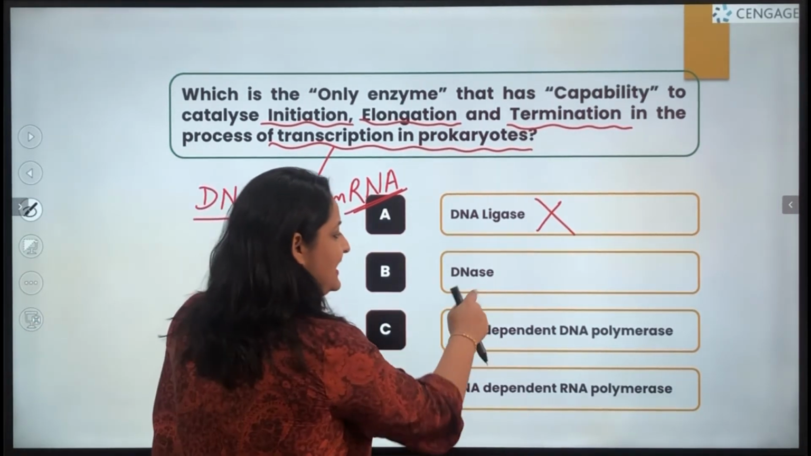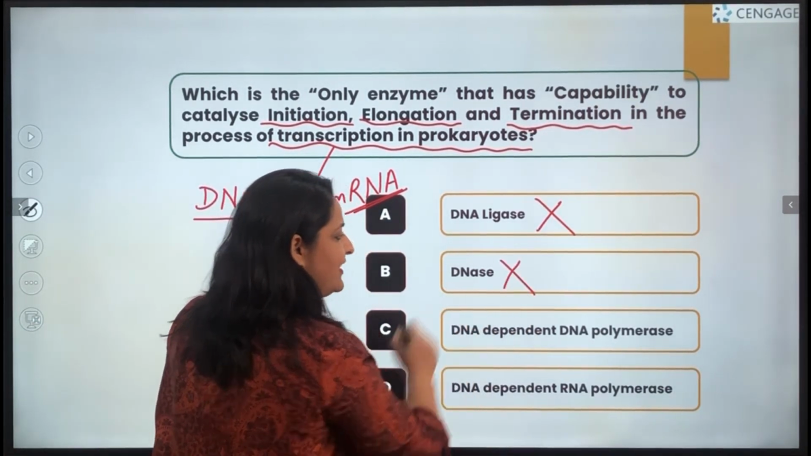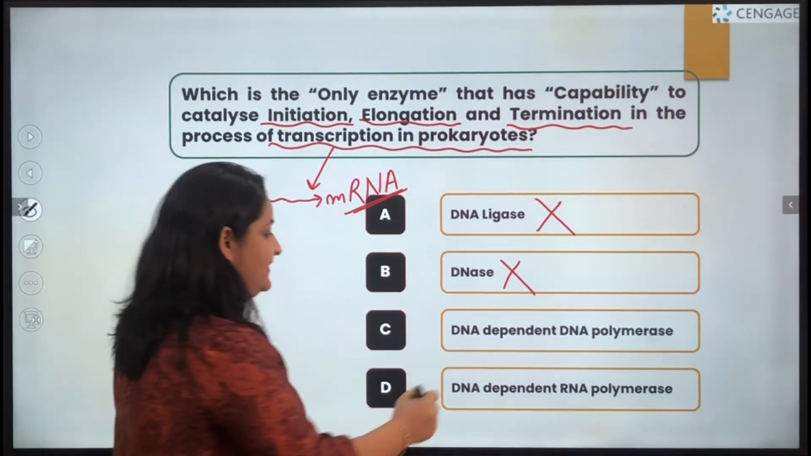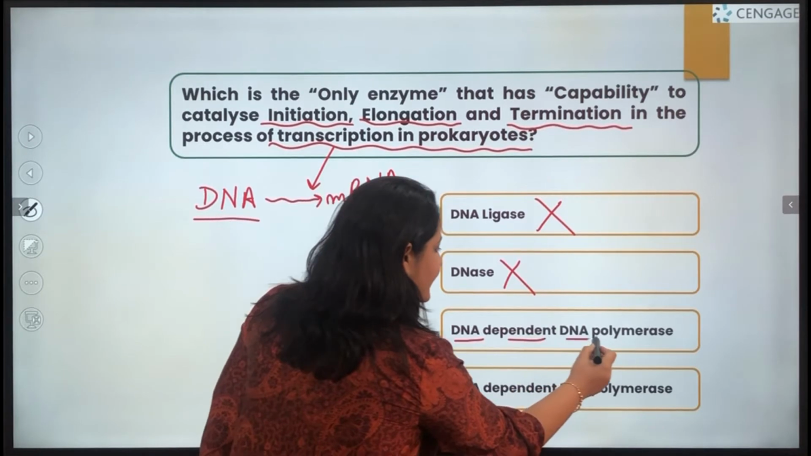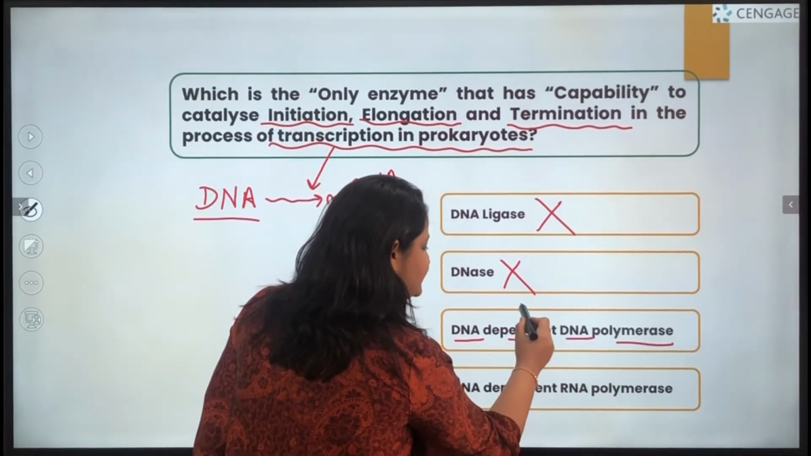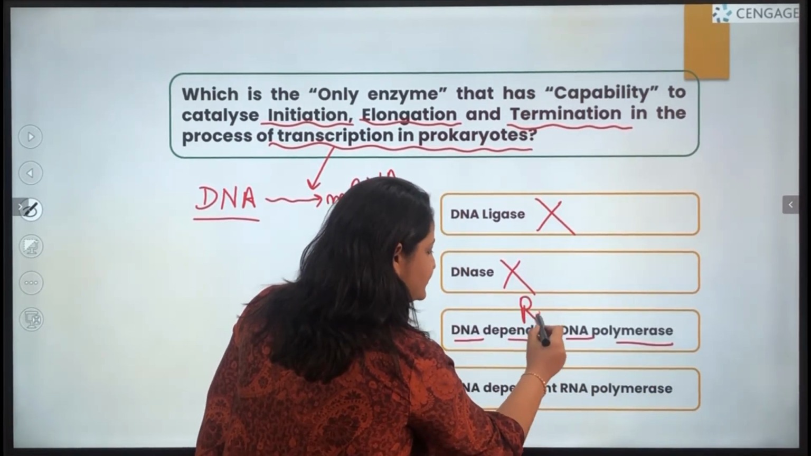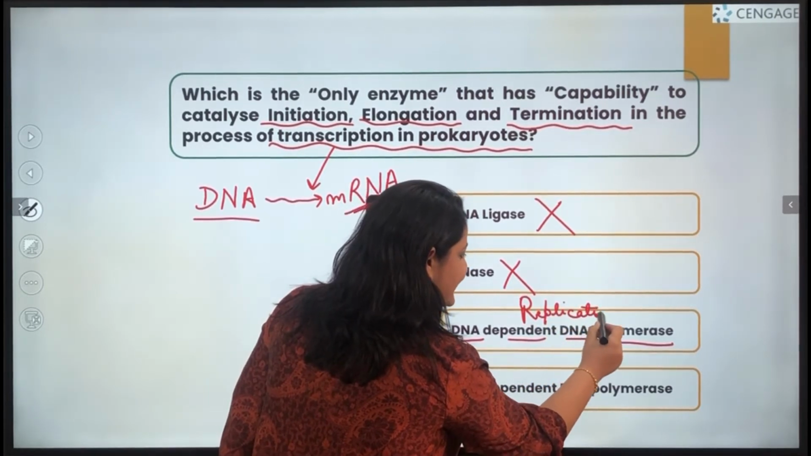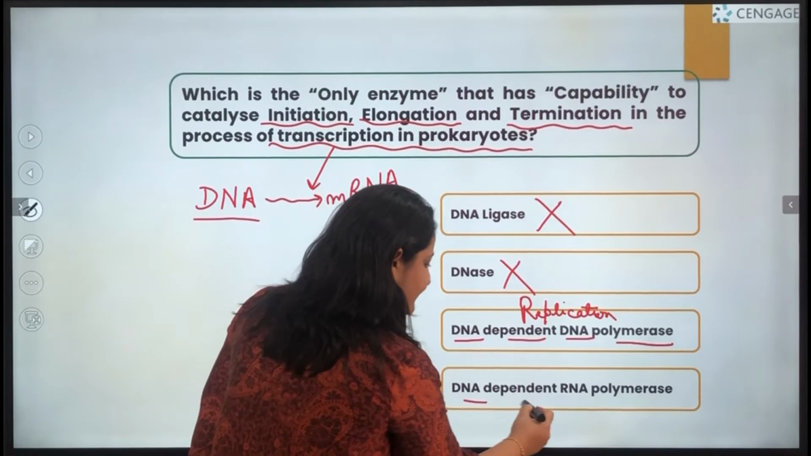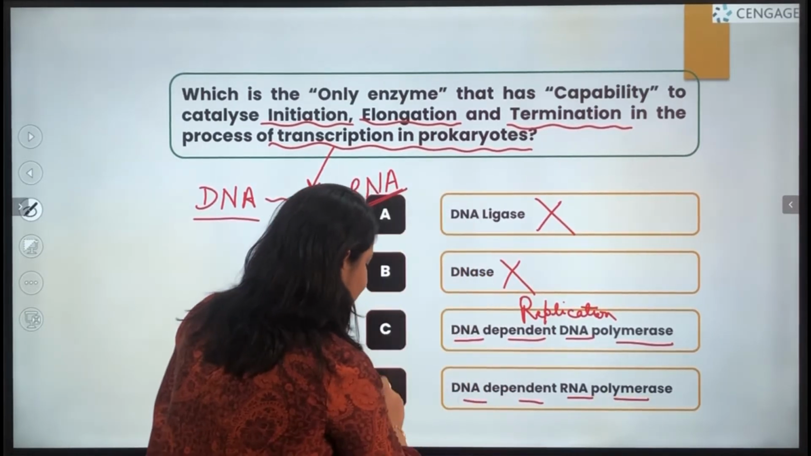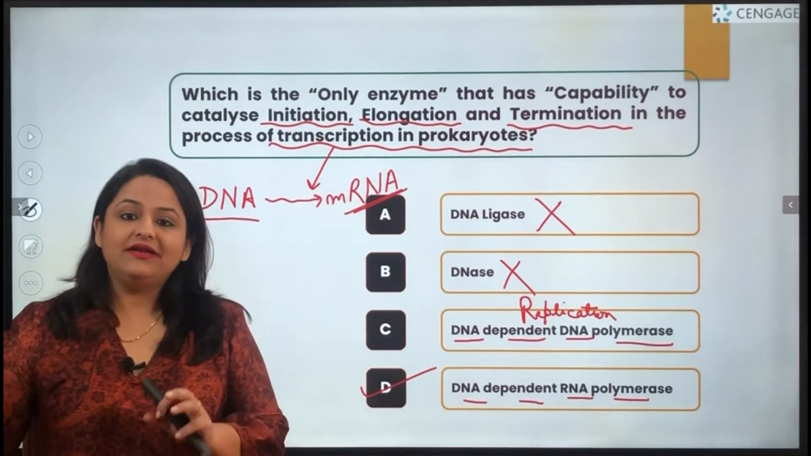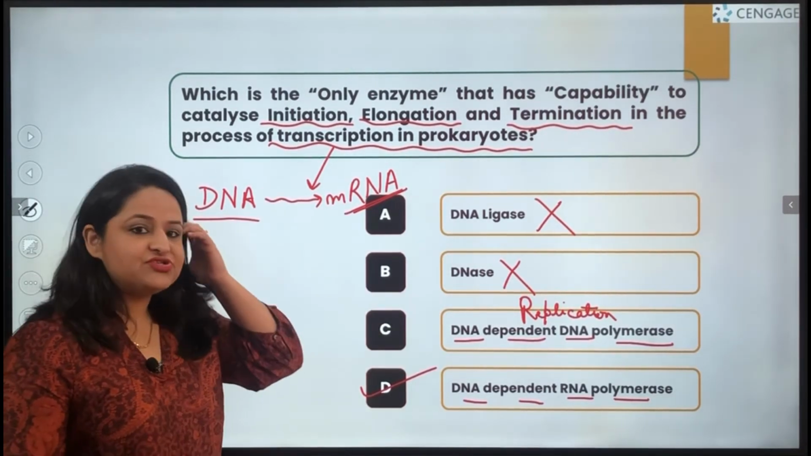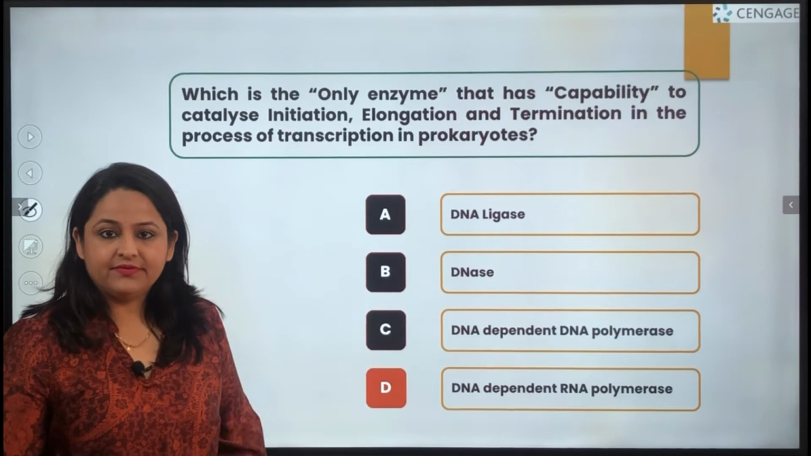Then DNase is the enzyme which is required for the breakdown of DNA. This is also not required. Then DNA dependent DNA polymerase is the enzyme which is required during the process of replication. But here we are talking about transcription. DNA dependent RNA polymerase, as I told, is the correct option that is required in the case of prokaryotes. So the answer to this question will be our D option.